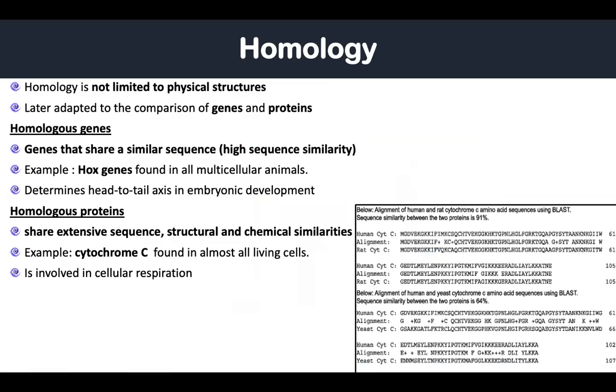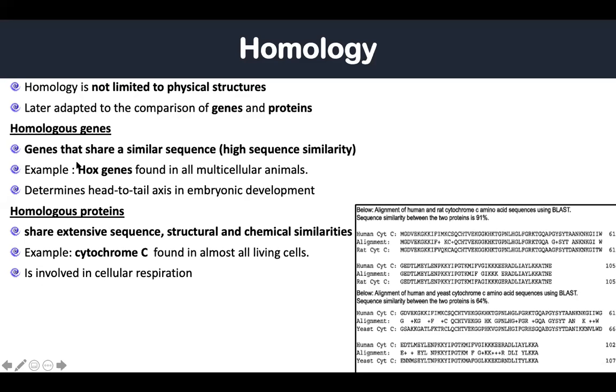Right? So homology, as you can see, I've given examples of organisms and limbs and wings. But this is not actually limited just to physical structures. So in comparative genomics, we are very interested in seeing similarity or homology between genes and proteins from similar species or similar genus, or from even different kingdoms, right? So this was then later adapted to the comparison of genes and proteins.